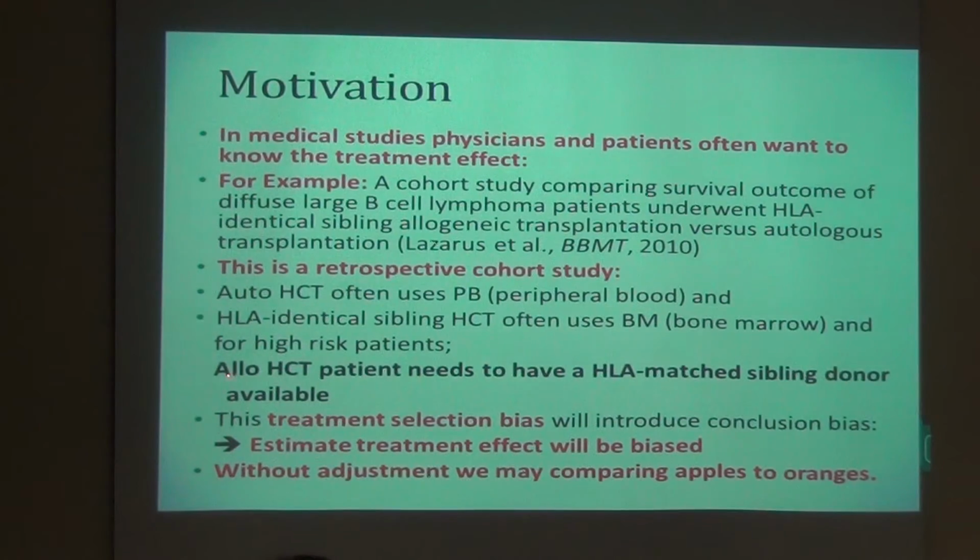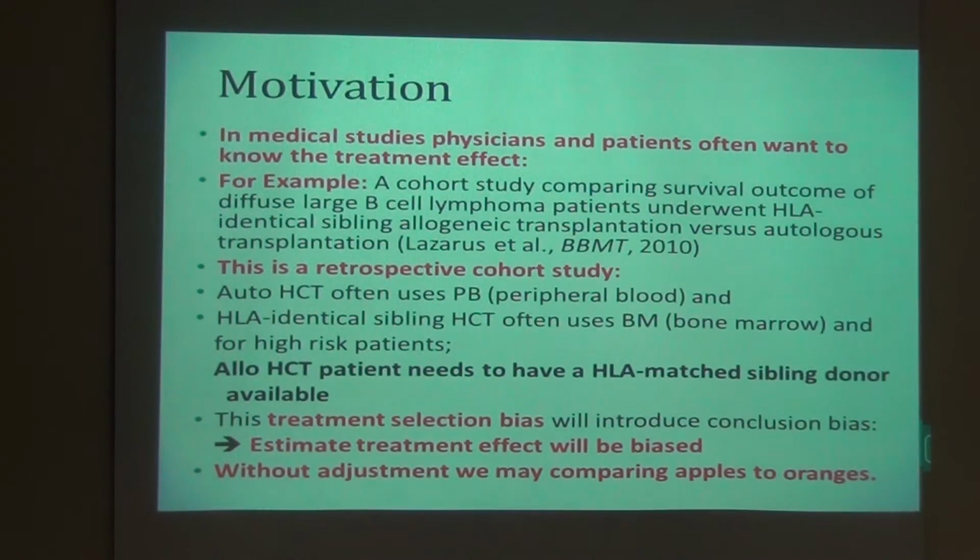There is also a biological selection issue here. Not every patient will have a matched identical sibling donor available, so those who receive the identical sibling transplant have to have a donor matched. All these things are called treatment selection bias. If we don't do anything, that will introduce conclusion bias, and our estimate of the treatment effect will be biased as well. That means without adjustment, we may compare apples to oranges, which is what we try to avoid.